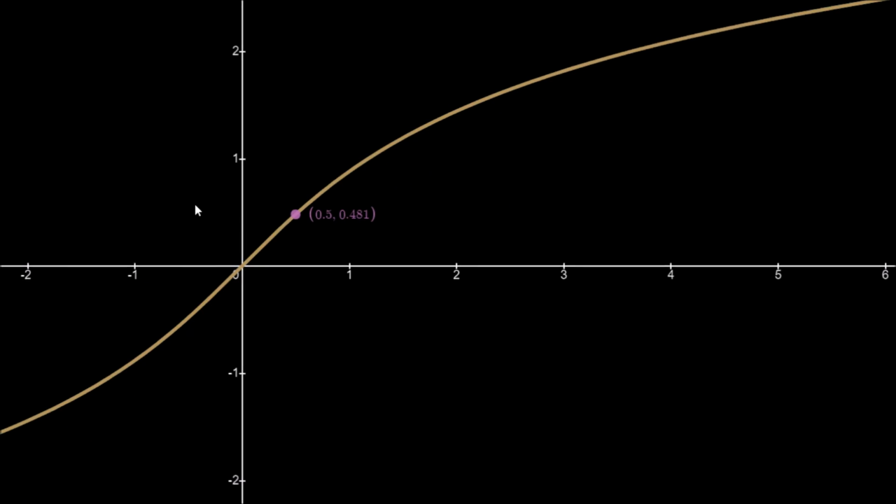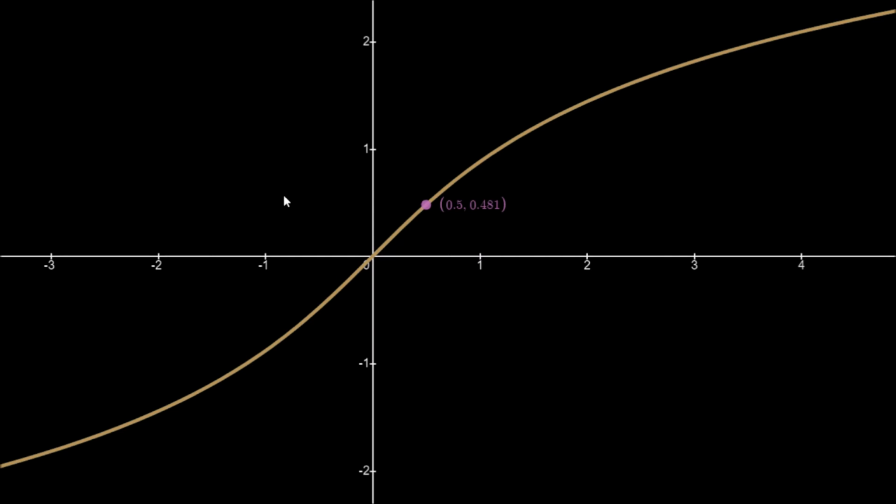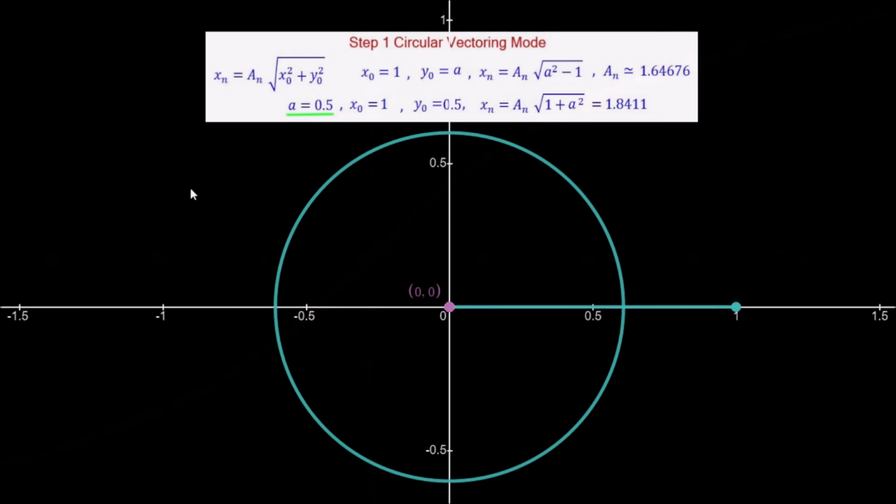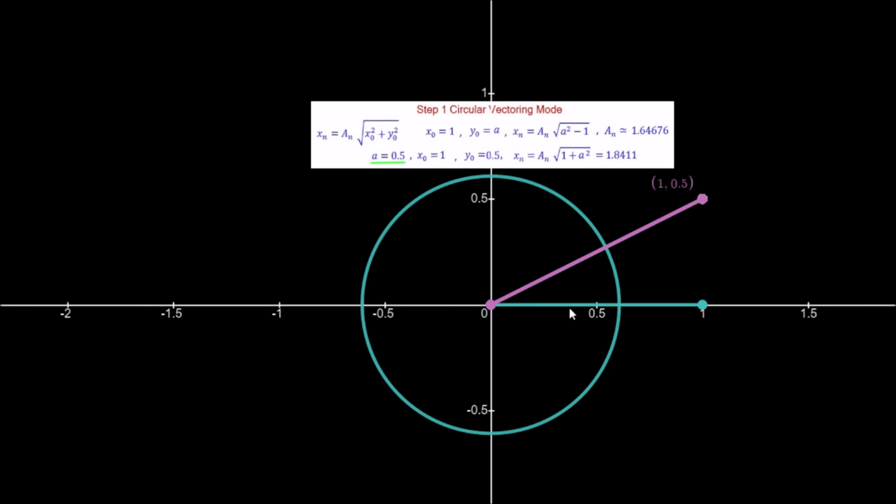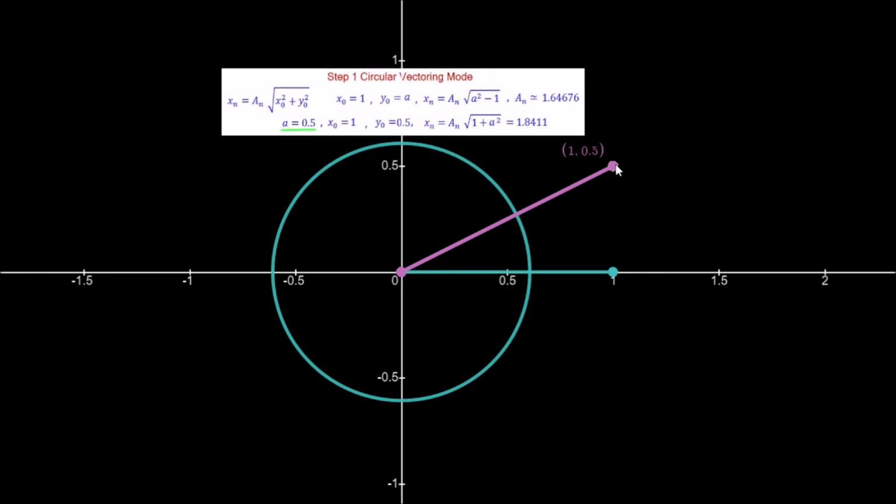So let's go ahead and we'll have a look at the 4 steps in order to generate this point 0.481. So in step 1 we're using circular vectoring mode. The value for our x0 is 1 and the value for our y0 is our input 0.5. Now again we're using vectoring mode, so we're going to add and subtract on and off the angles in order to ensure that this value for our y tends towards 0. So let's go ahead and we'll do that now.